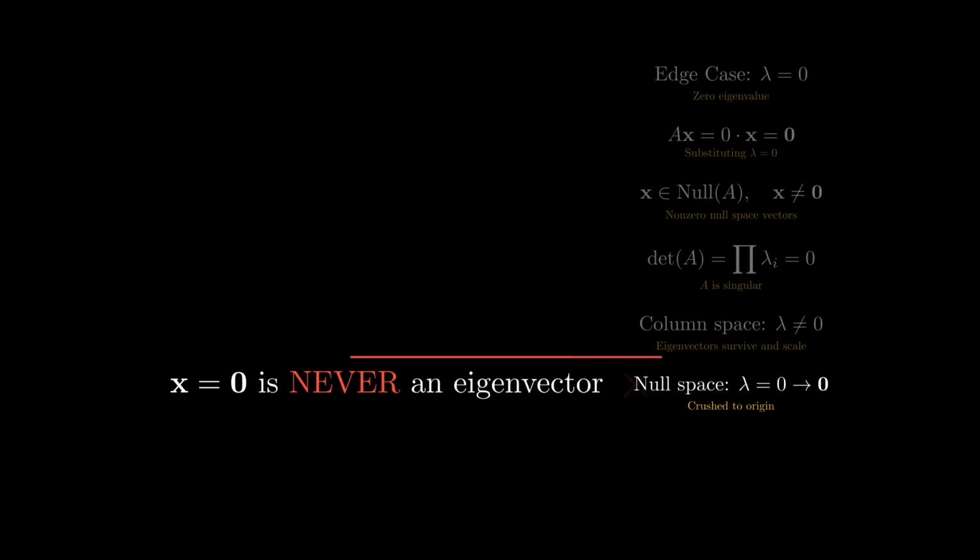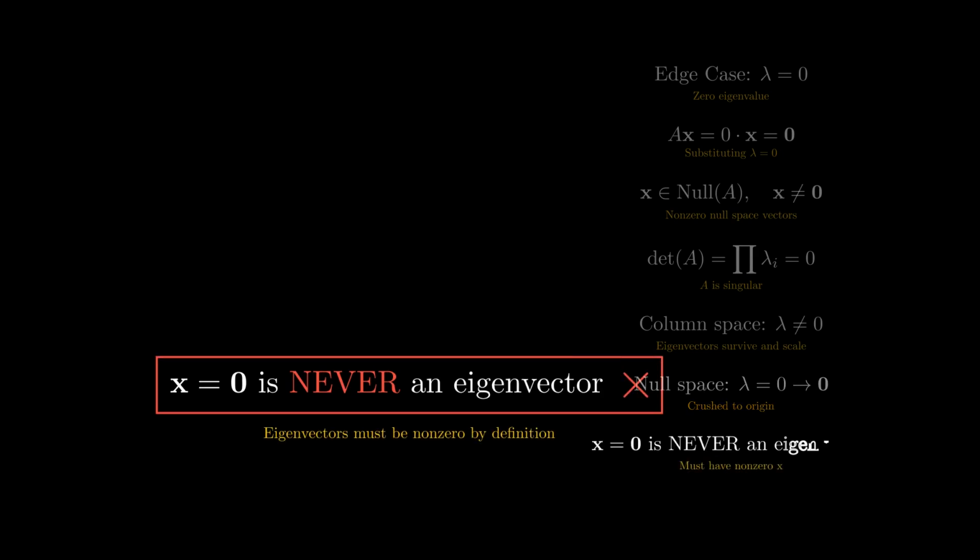One final important point, the 0 vector itself is never an eigenvector. We always require x to be non-zero.